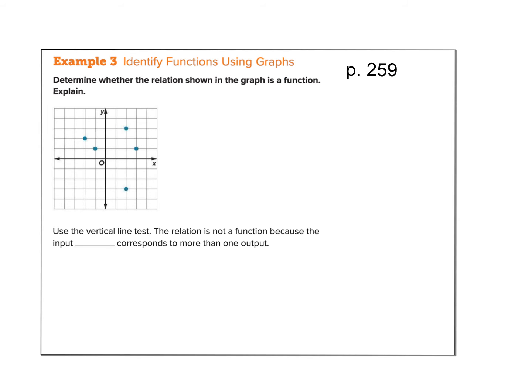All right, let's go to page 259. Now, sometimes you're going to get a graph and there's not a line on it or any kind of pattern, but we still can test if it's a function. There's a couple different ways you could do it. You could write all these coordinates down. You could put them into a table if that helps you.